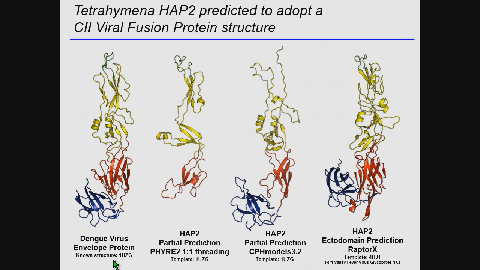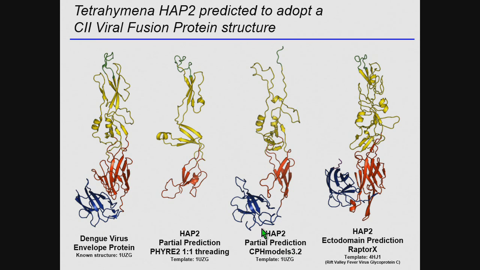And this is a class 2 viral fusion protein. And this prediction covered a wide swath of the ectodomain of Tetrahymena HAP2, about 166 residues. And I repeated this type of template-based modeling on other platforms that are available online, CPH Models 3.2 and RaptorX, and found that they all repeatedly found the same hit to a class 2 viral fusion protein structure. And the hits were high enough that you could build predicted tertiary structures of the Tetrahymena HAP2 protein.